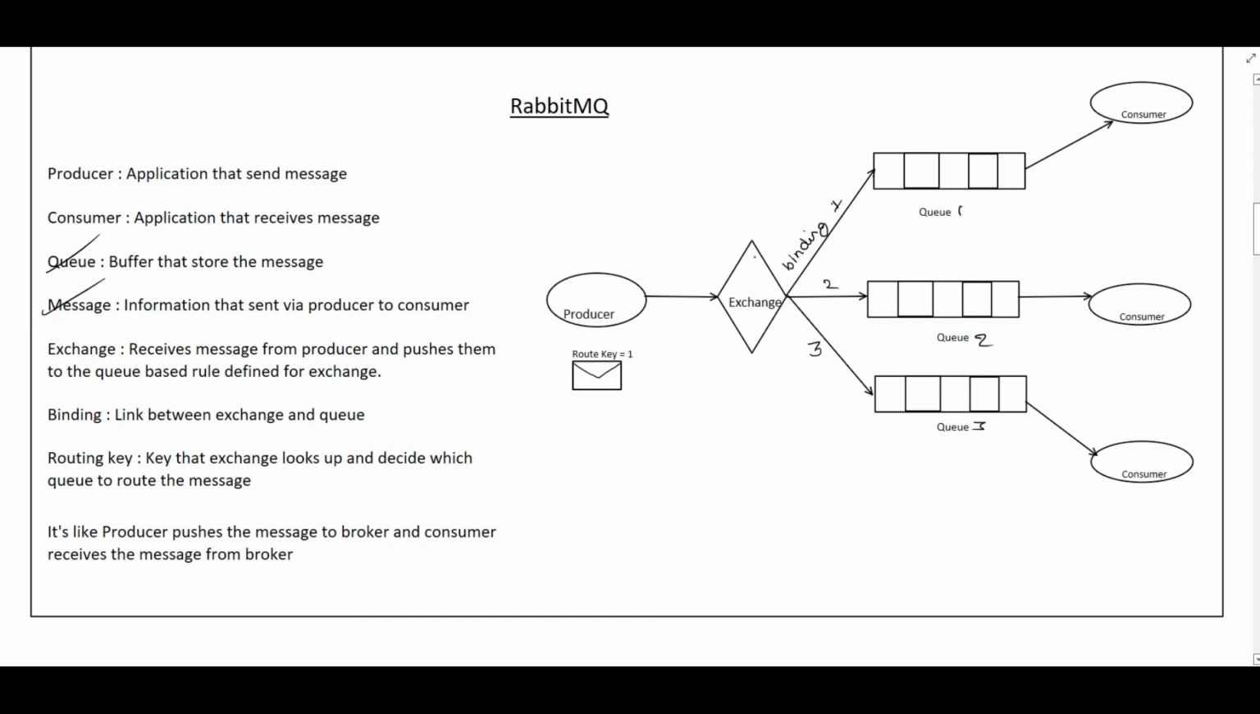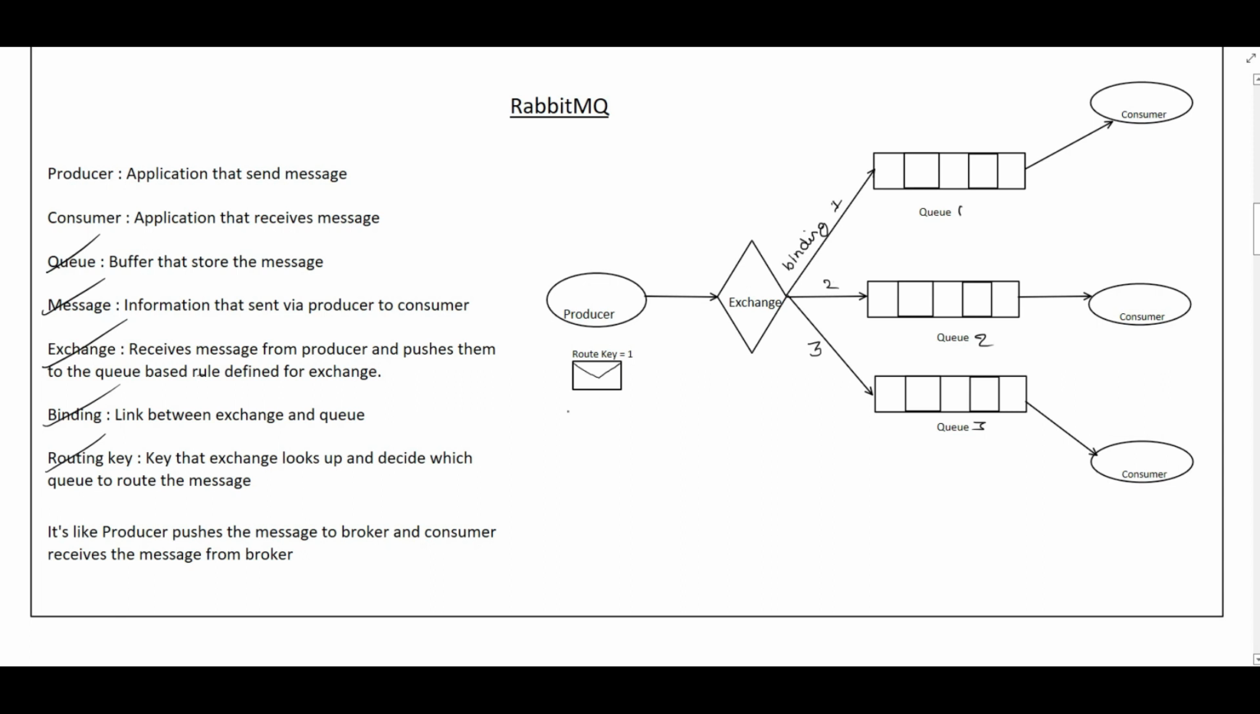And again we have one more component here, that is exchange. Basically the exchange will receive the message from the producer. So there will be a rule defined in the exchange. According to that it will transfer that message to one of the queues, and from that queue the message will be consumed by the consumers, right? So next we have a binding. Binding is nothing but a link between the exchange and the queue, that is nothing but a binding. So next is the routing key, the key that the exchange looks up to decide the queue to route the message. Basically in the message itself the routing key is defined, and the exchange will look at that particular routing key and route that particular message to the queue.